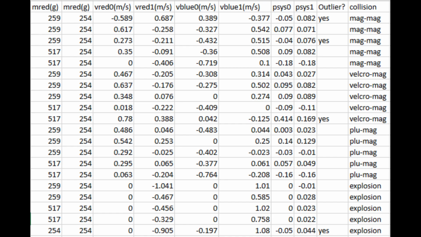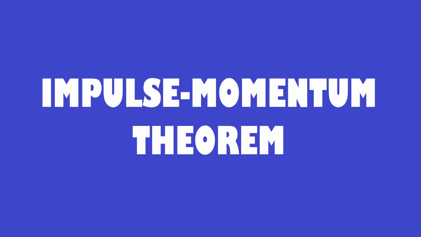Here is the table with all of our data. Pause if you would like to go through it. Next, we will discuss impulse momentum theorem in more depth.